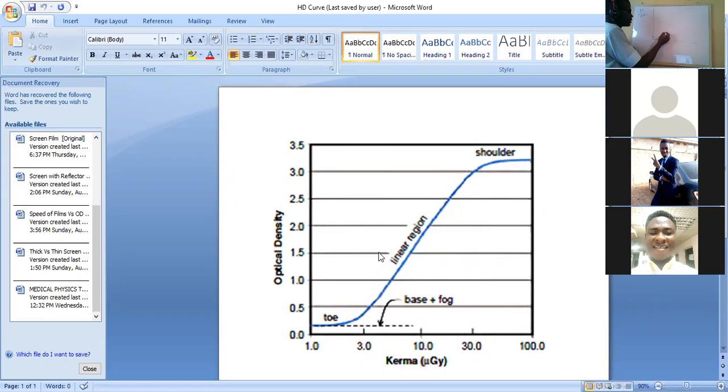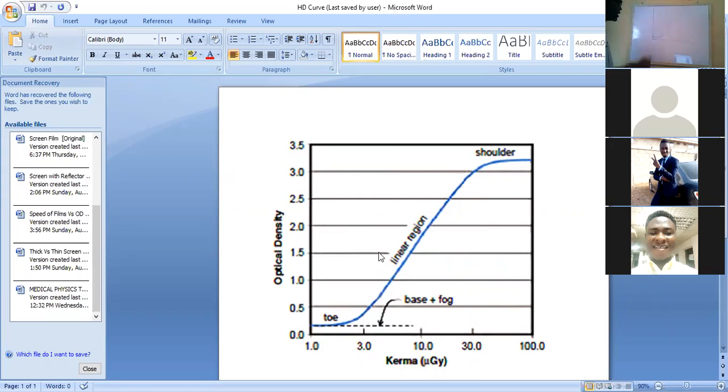But if we begin to increase the exposure, maybe we take the exposure at this point, we're going to have a particular gradient, and the gradient at the linear portion is expected to be the same throughout, because it is a linear graph in this portion. But in any case, we have a general language for defining contrast.